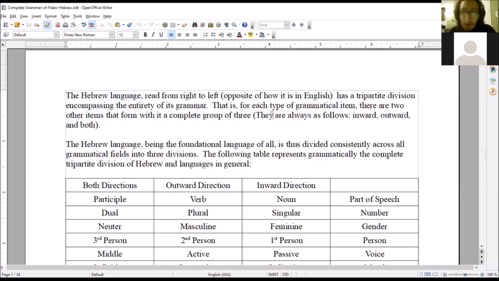Because the current Hebrew, the Hebrew that we know of, doesn't have all these things. But if you look, for each type of grammatical item, there are two other items that form with it a complete group of three. They are always as follows: inward direction, outward direction, and both. Both inward and outward.